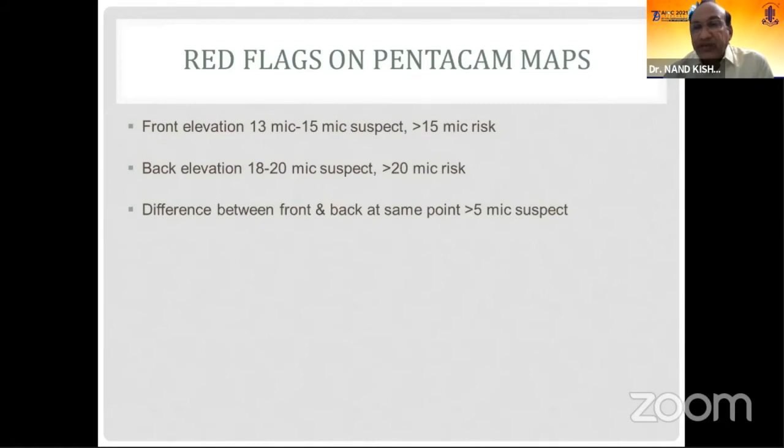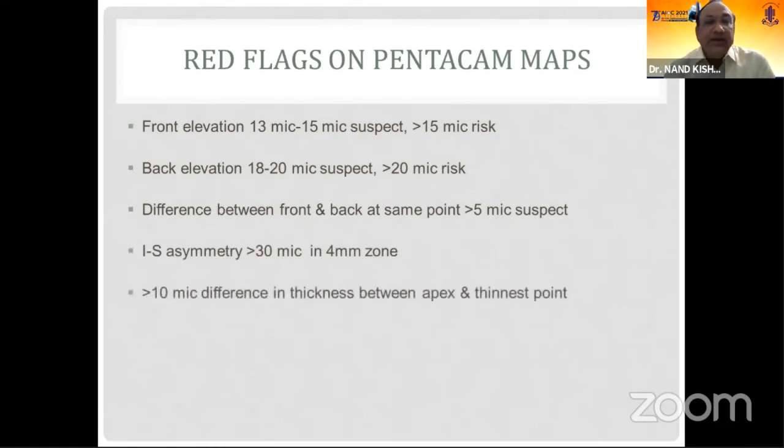Why do you need to identify these suspect cases? When you are planning a surgery, whether it is LASIK, if anything comes in the suspect range, you obviously want to postpone your surgery until you repeat the maps and see if there is any change in these parameters, or you alter your line of treatment. Then, any inferior superior asymmetry of more than 30 microns in the 4 millimeter zone, more than 10 microns difference in thickness between apex and thinnest point, or more than 30 microns difference between right and left eyes at the same point on the map.